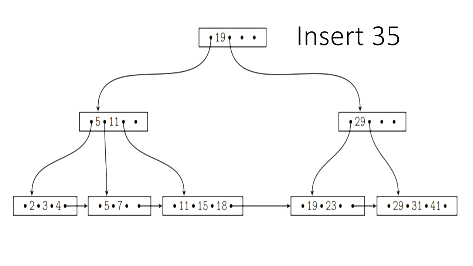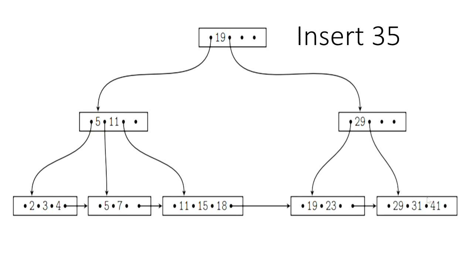So the first thing is insert 35. If you look at our tree, you should be able to gauge that the left one will be lesser than and the right one will be equal to and greater than. 35 is greater than 19, so we follow the right one. 35 is greater than 29, so we follow the right one. And 35 will go here.